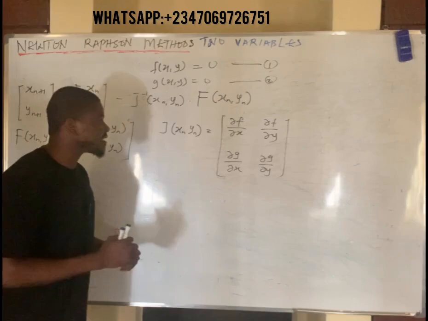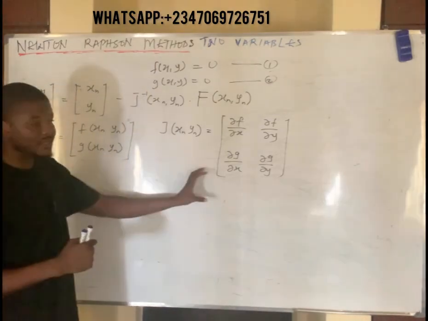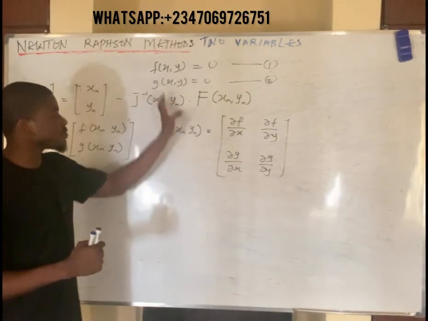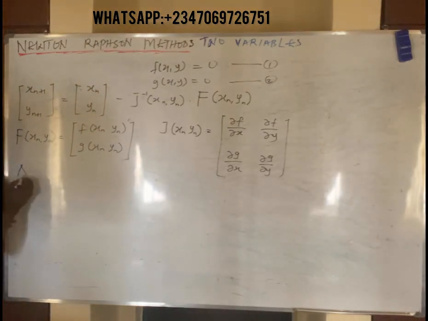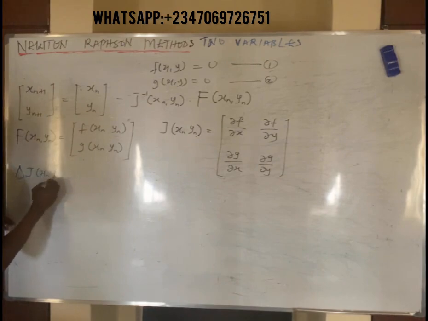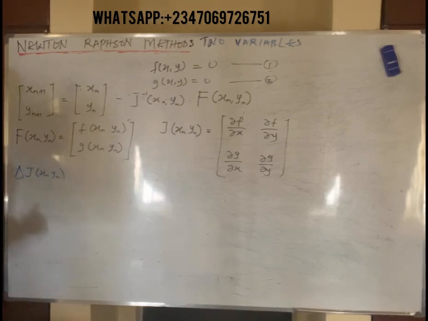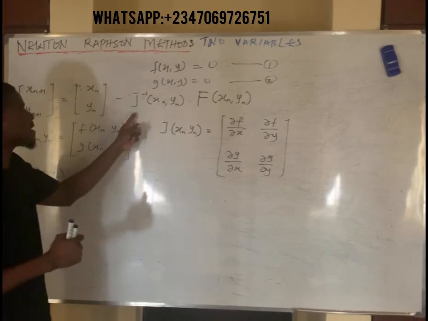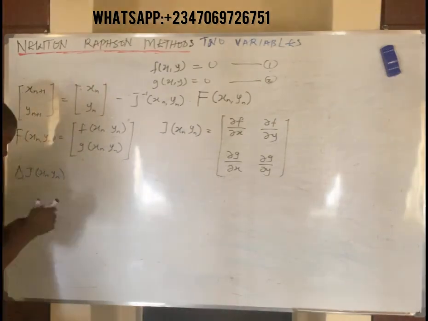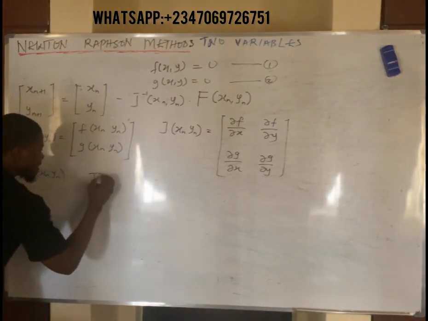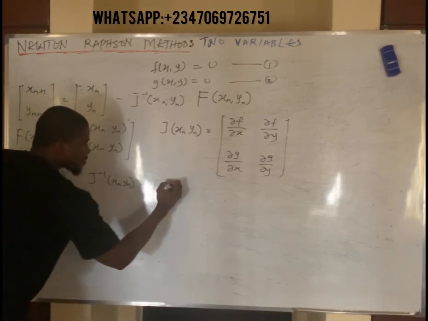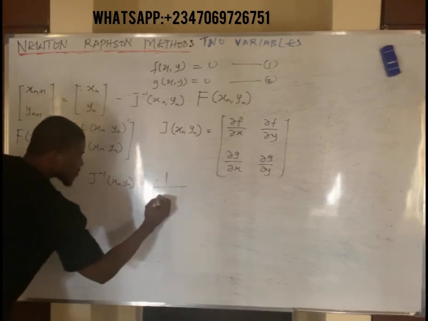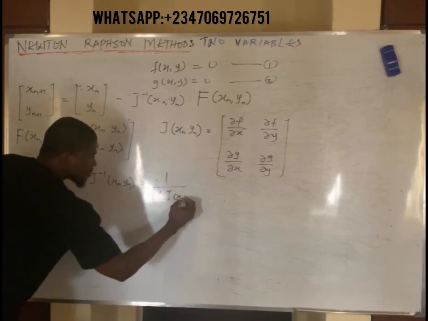Now, having gotten your Jacobian, the next thing to do is to find the determinant of the Jacobian. So you simply find delta j of xn yn. So simply obtain the determinant of the Jacobian. Now, after obtaining the determinant of the Jacobian, from the formula, we need to find the Jacobian inverse of the given function. So the Jacobian inverse of xn yn is simply taken as, first you take the inverse of the determinant, so 1 over delta j of xn yn.